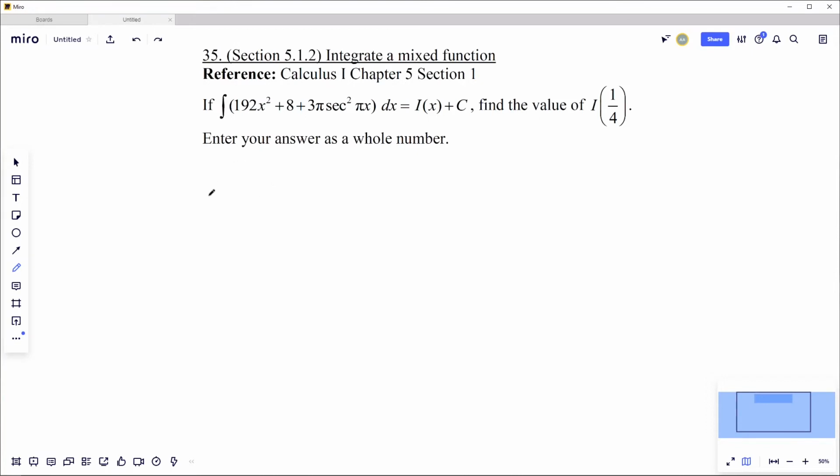For number 35, again, you split the integrals, so you get integral of 192 x squared dx plus the integral of 8 dx plus the integral of 3 pi secant squared pi x dx. So now you just integrate normally. So 192 x squared, integral of that is x cubed. 192 over 3, you get 64, plus 8x plus, this is 8x by the way, so plus this one.